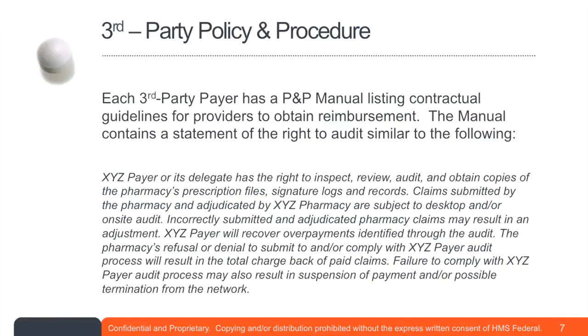So each third-party payer has a policy and procedure manual listing contractual guidelines for providers to obtain reimbursement. This says whatever the name of the payer has the right to inspect, review, audit, and obtain copies of the pharmacy's prescription files, signature logs, and records. Claims submitted and adjudicated by the pharmacy are subject to desktop and/or on-site audit. Incorrectly submitted and adjudicated pharmacy claims may result in an adjustment. The payer will recover overpayments identified through the audit.